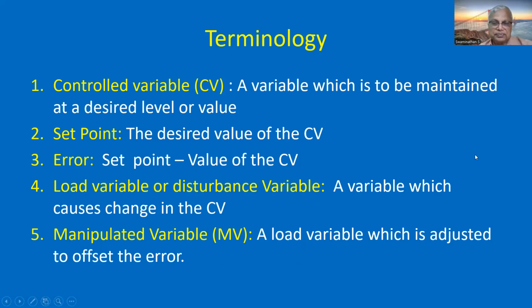Hope it is understood. So, load variable and manipulated variable. The manipulated variable is also one of the load variables. When there is an external disturbance which is going to affect the control variable, what can be done to offset the error? Another load variable has to be adjusted. That particular load variable which is adjusted is known as the manipulated variable.